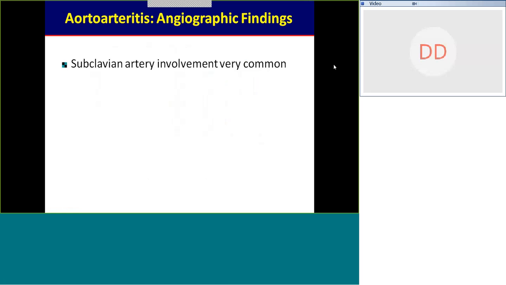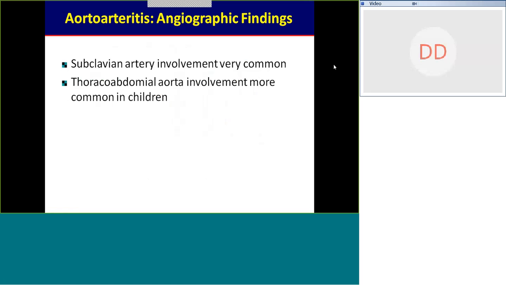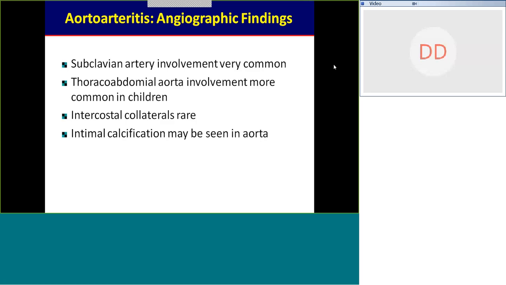So what are the angiographic findings, and where all can it involve? Subclavian artery involvement, very, very common. It could be left or right or both. Then of course thoracoabdominal aorta, which as I said is more common in Asians, more common in children. What is important to understand is that there are no intercostal collaterals, and this is very unlike coarctation of aorta, where you have an obstruction, and therefore clinical findings may look like aortoarteritis, but there are hardly any intercostals in aortoarteritis.